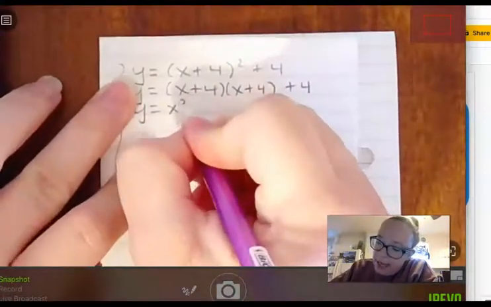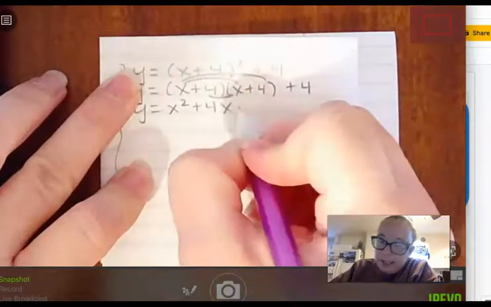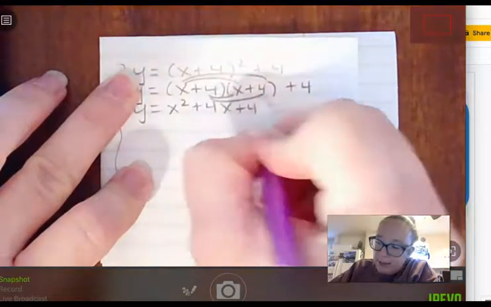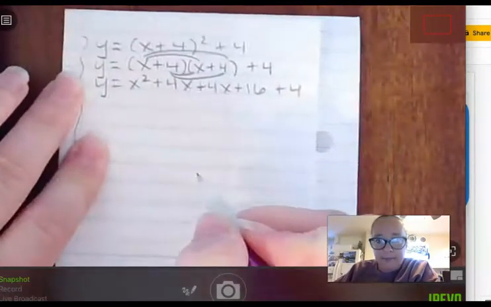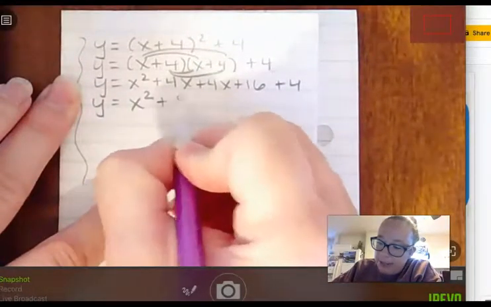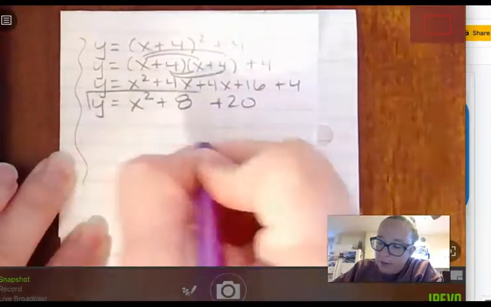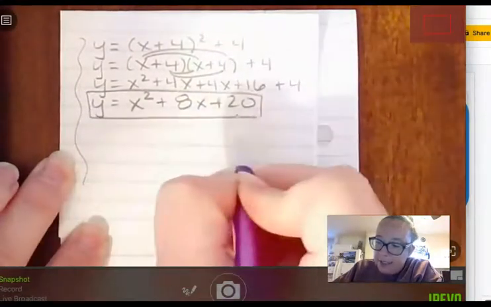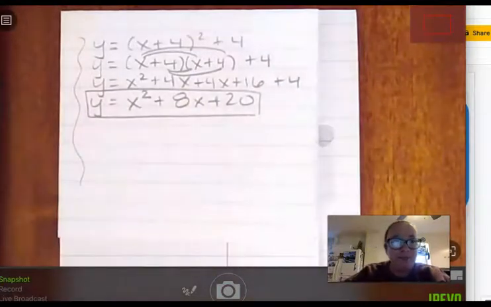So I'm distributing x squared plus 4x plus 4x plus 16, and then still the plus 4 at the end. I'm going to combine like terms, so I get x squared plus 8x plus 20 as my standard form. I could go and type this in the original in Desmos just to make sure that I did it right if I wanted to.